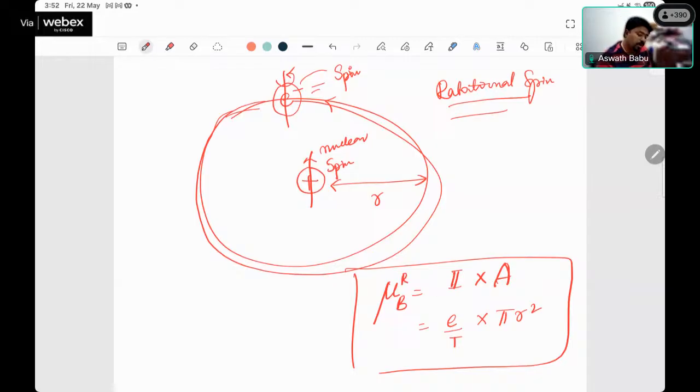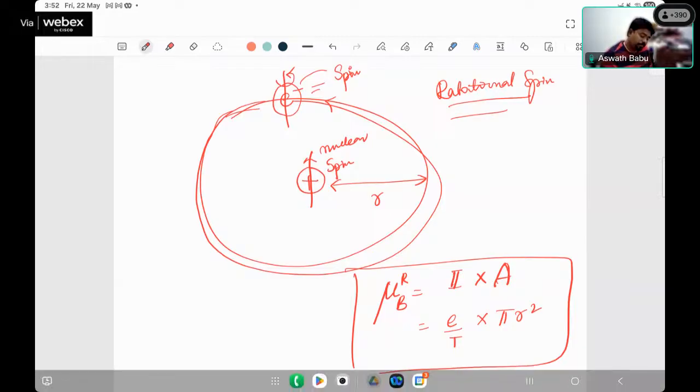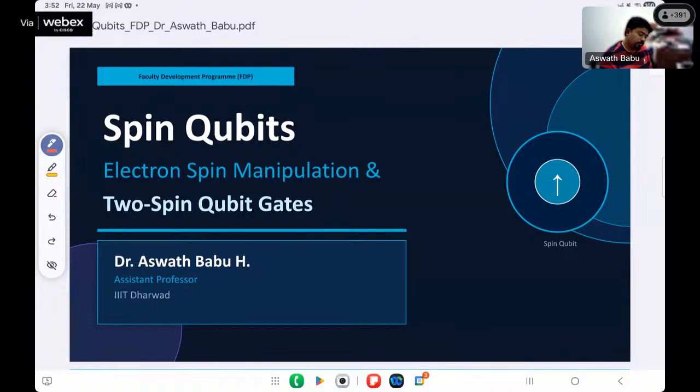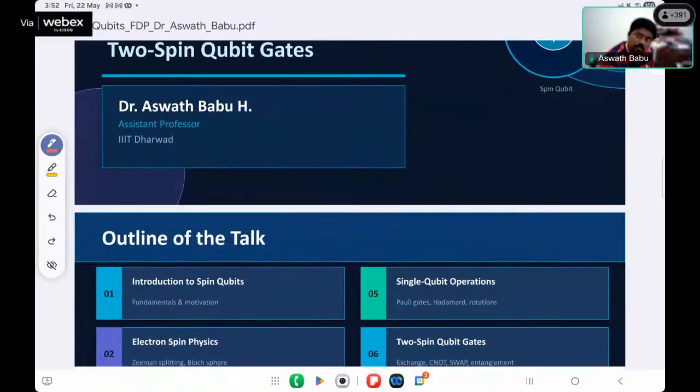If you want, I can put L stands for rotational angular momentum, translational momentum, and spin momentum is just rotating about its own axis. Okay, now coming back here, spin qubits.